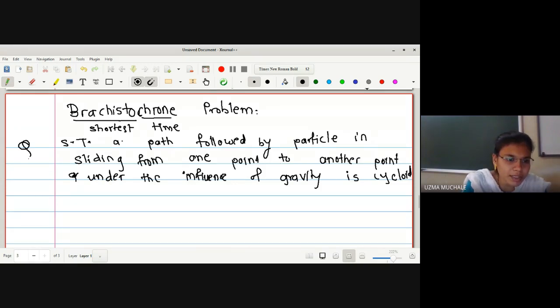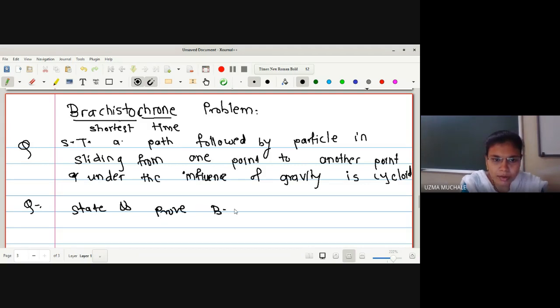The question may be like this. Another way, state and prove the Brachistochrone problem. Actually, what is the question? Show that a path followed by a particle in sliding from one point to another point under the influence of gravity is a cycloid. Or in another way, we can have state and prove the Brachistochrone problem.